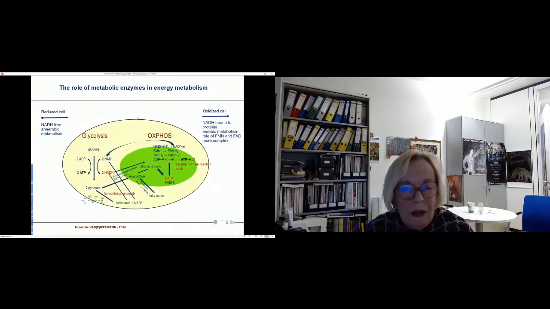Now, regarding the role of the metabolic enzymes in energy metabolism, it's very well known now that two main processes are induced to produce energy. In the case of anaerobic glycolysis, the cell is getting reduced, and NADH, which is produced during this process, is free. It's not bound to proteins, and it possesses a short fluorescence lifetime. Whereas during oxidative phosphorylation, during the aerobic metabolism, when the cells get oxidized, NADH is bound to proteins and possesses a long fluorescence lifetime. However, as I will discuss, also the flavins, the flavin mononucleotide and the flavin adenine dinucleotide, play an important role in this process. But the role, whether they are bound or not bound, and what about the lifetime, is much more complex than the NADH story.